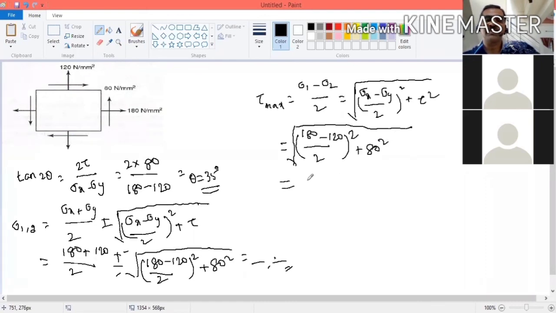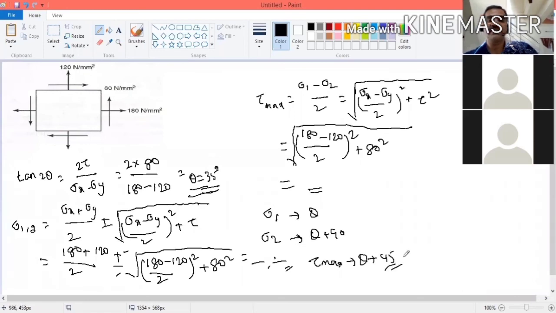This will give the tau max. Now we know theta. Theta is equal to some 35 degree. So sigma 1, the corresponding angle is theta. Sigma 2, the corresponding angle is theta plus 90. Tau max, the corresponding angle is theta plus 45 degree. Tau is maximum when theta plus 45 degree.